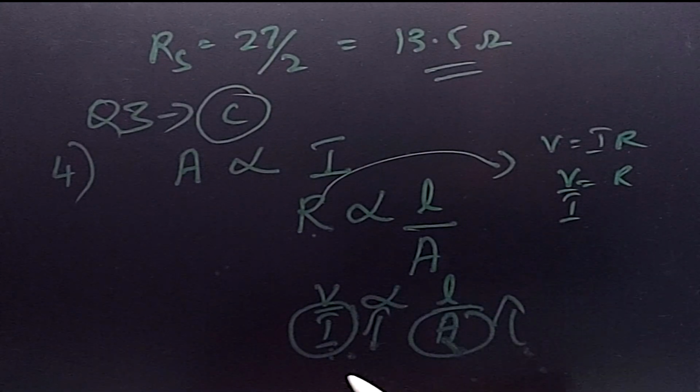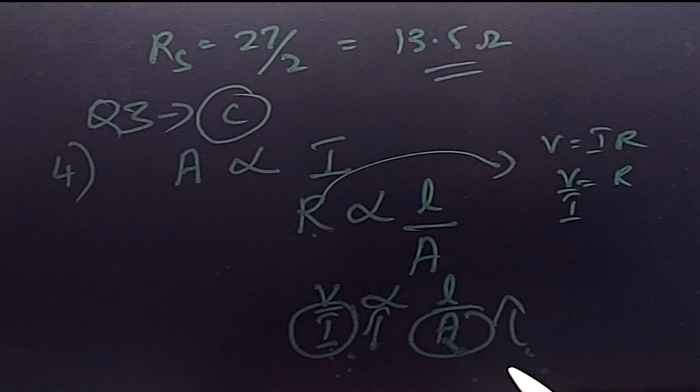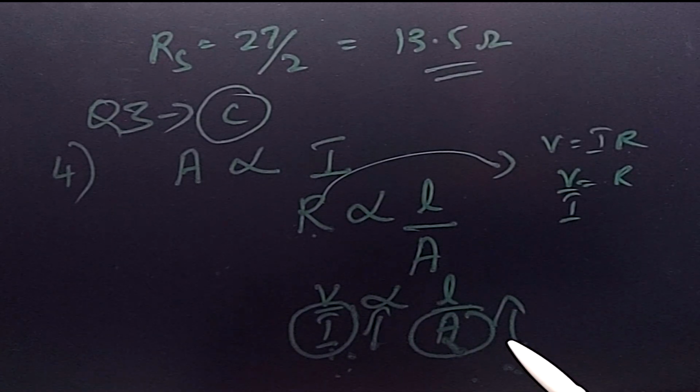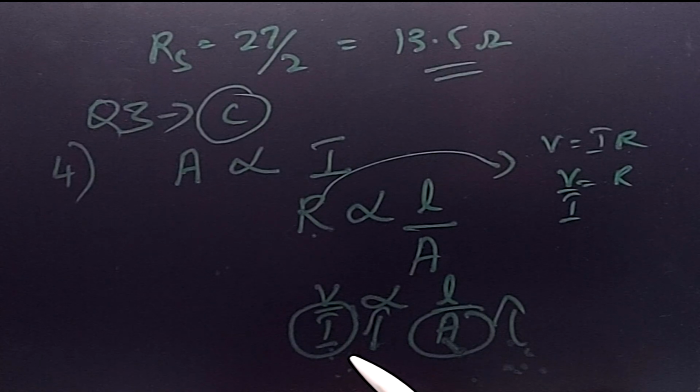From this formula, it is very clear that current and area of cross section are directly proportional. If area of cross section increases, current also increases.